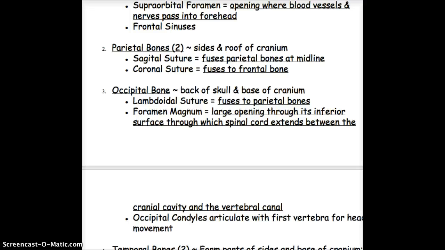Remember that a condyle is a rounded process of bone, and so I'll also show you that when I take the skull and show you how it sits on top of that first vertebra.